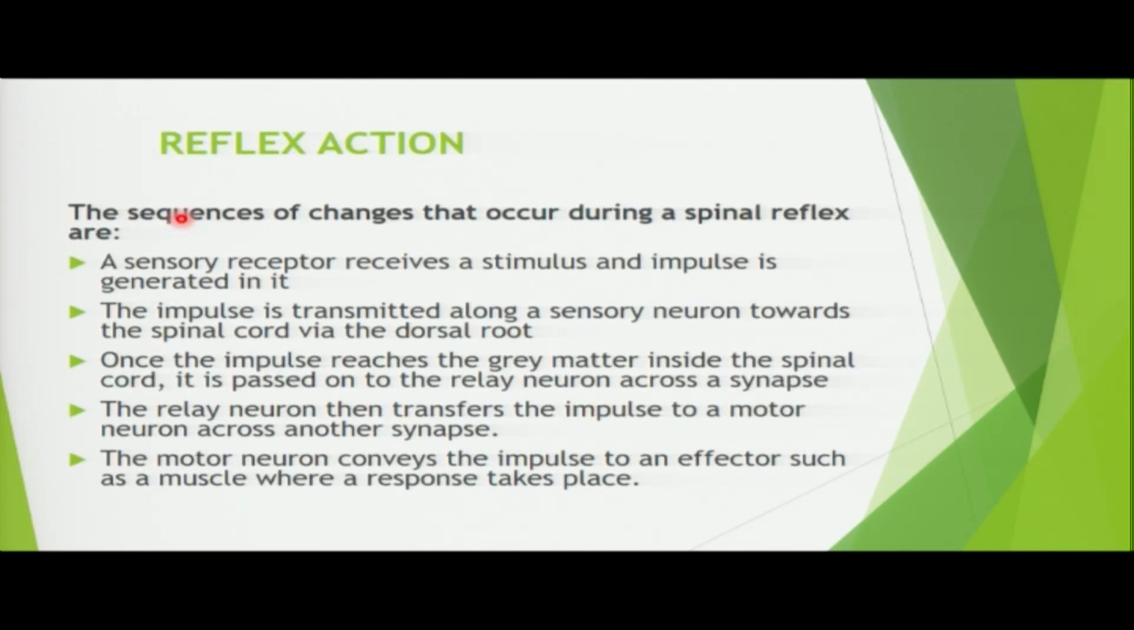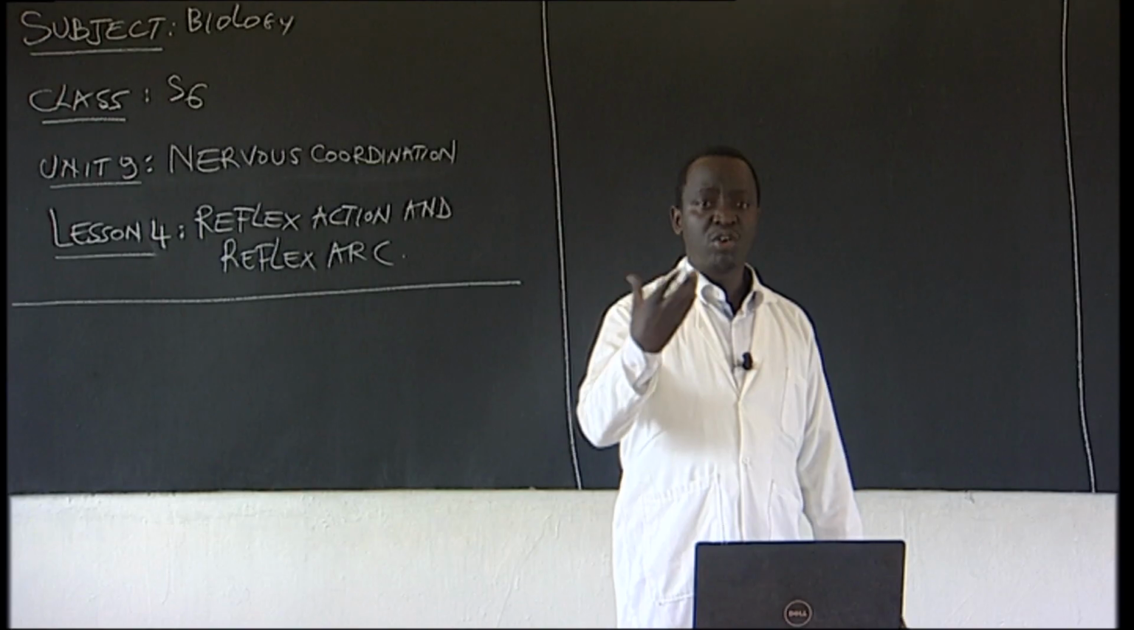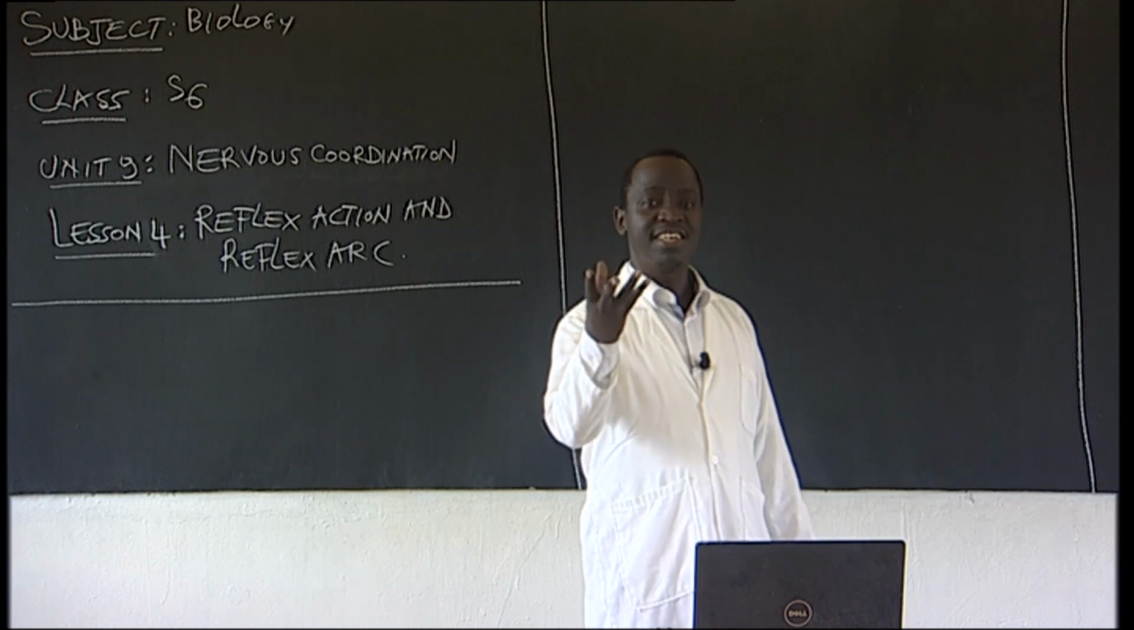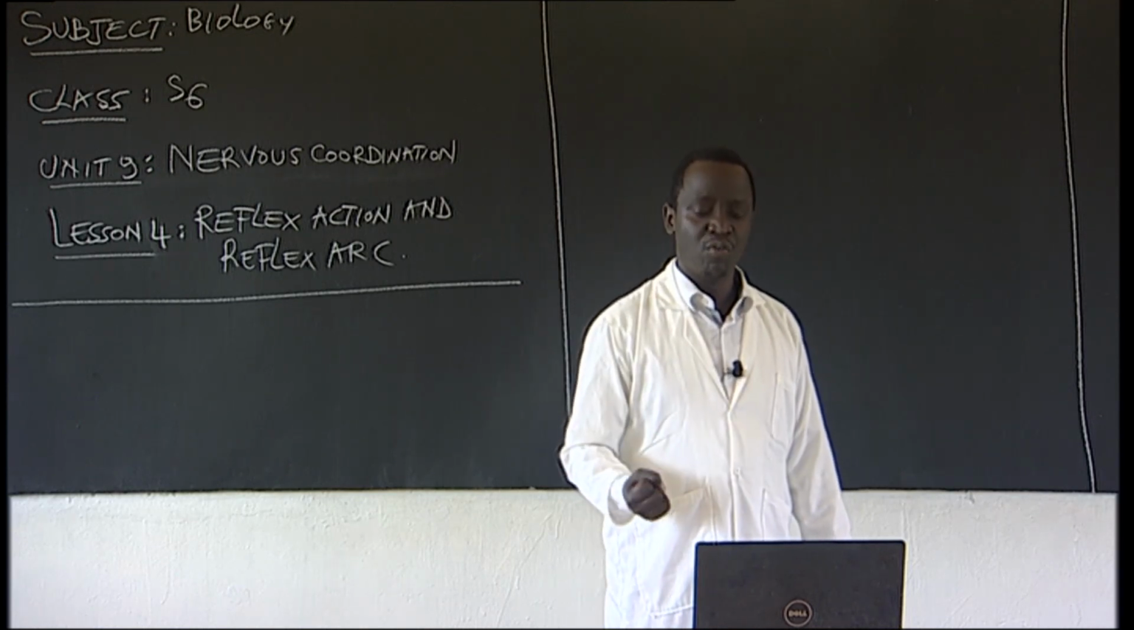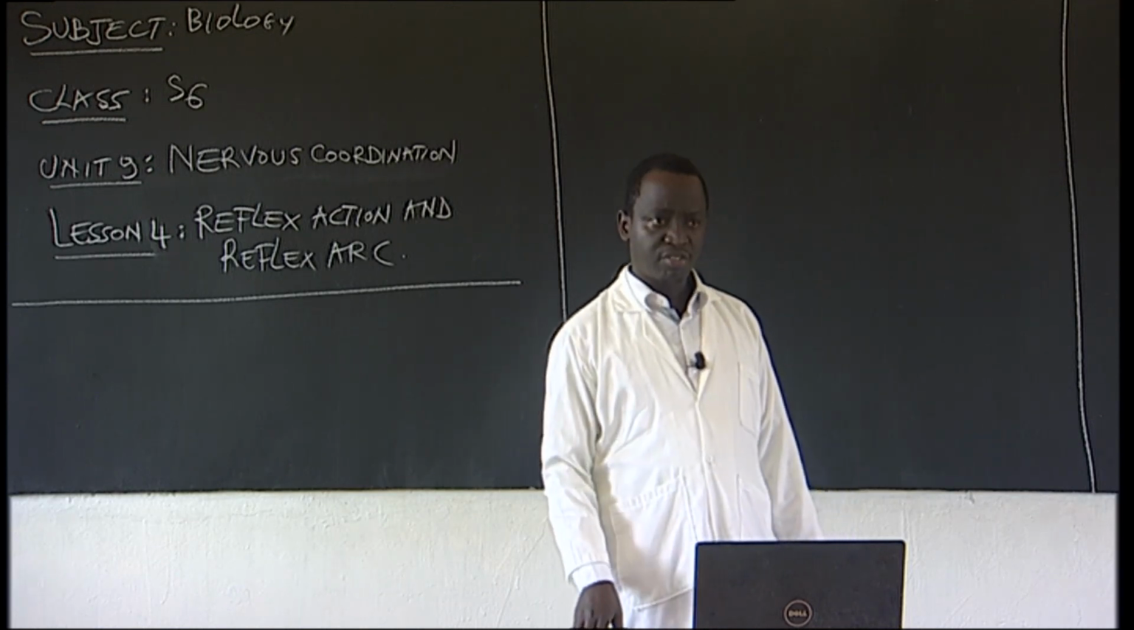Now we have the sequence of changes that occur during spinal reflex. Spinal reflex is that quick response that is going to be ensured by what? By the spinal cord. The spinal cord gives the response. Remember, the spinal cord is where all the nerves from our body are connected. So now, the spinal cord can provide the instruction of what to do. So now, what are the changes that are going to happen?